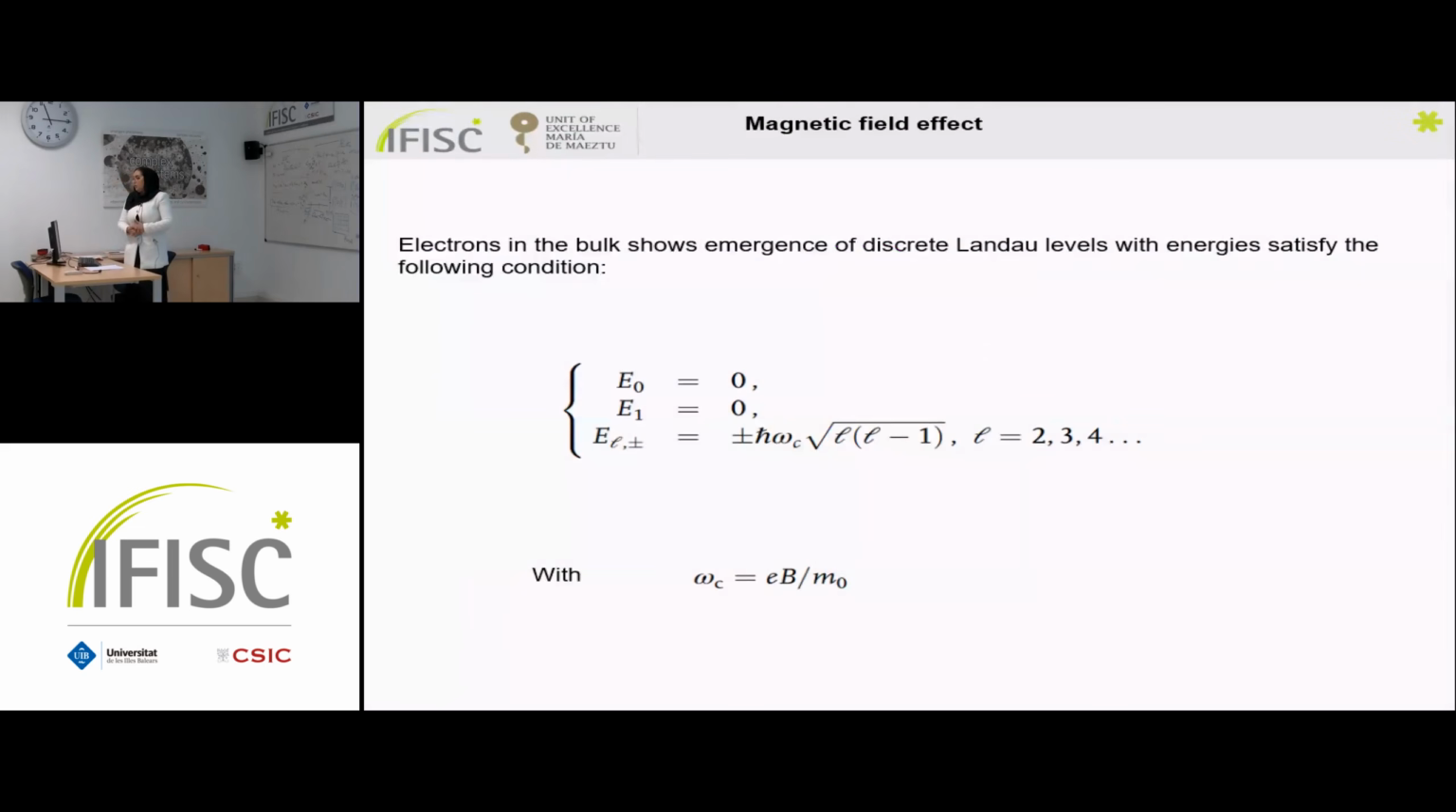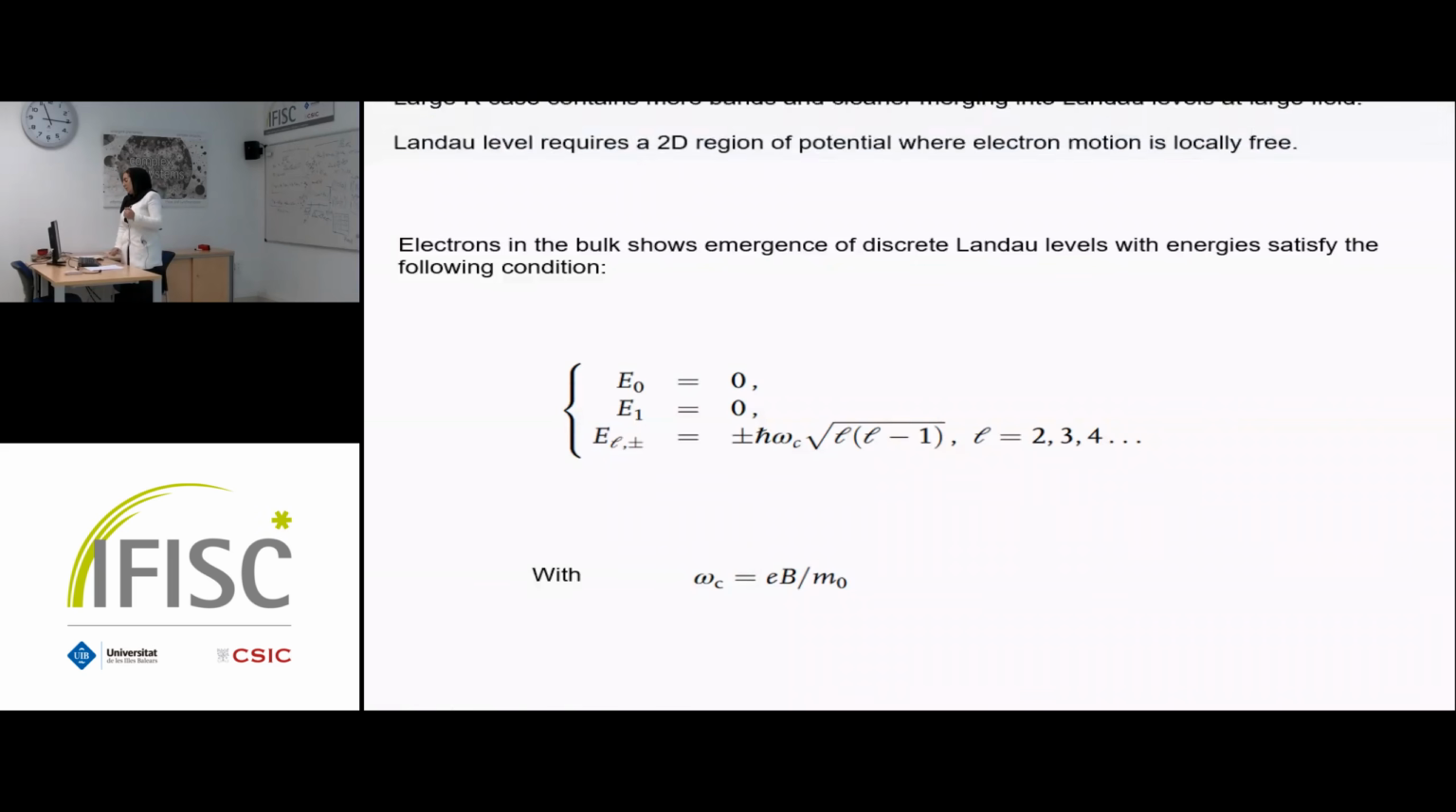Okay, so now I want to go to the magnetic field effect. As we know, electrons in the bulk show emergence of discrete Landau levels, and the energy satisfies the following condition, where omega is the cyclotron frequency and L represents the levels. So we want to know if this condition is fulfilled when we apply a magnetic field to those cases.